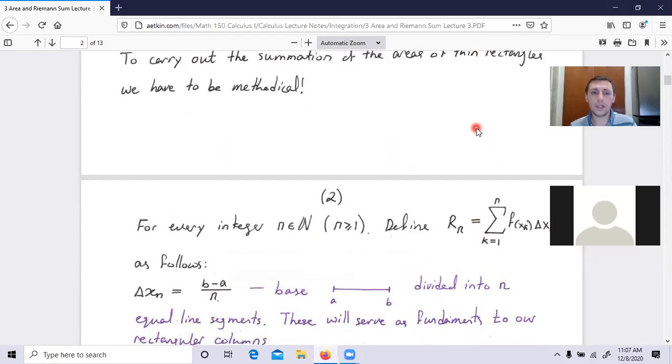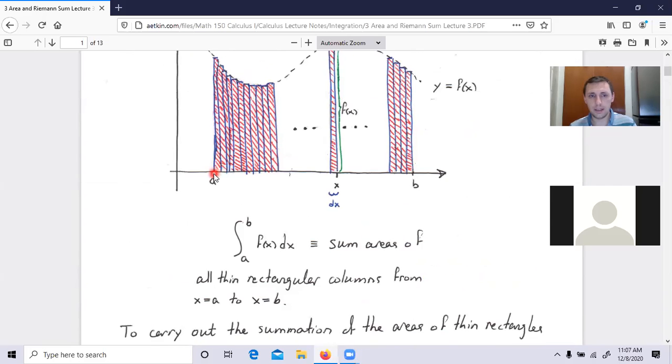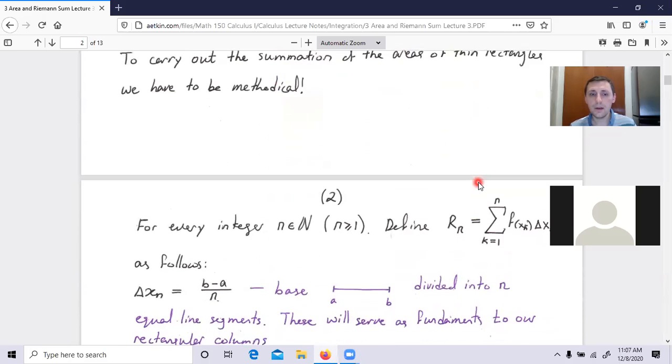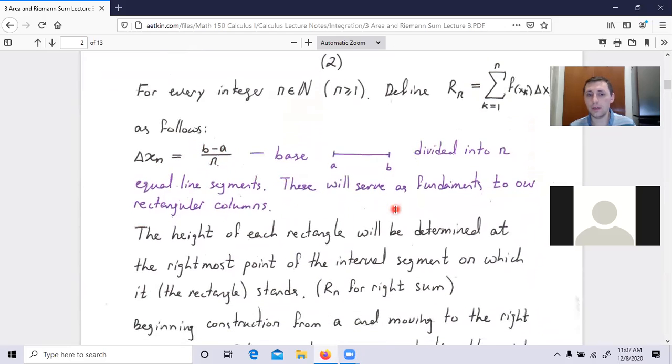So we can do that by the right-hand rule. So R sub n, what we do is we divide the interval from a to b into n parts and erect the height of the rectangle at the rightmost edge of the interval. Good? So that is done as follows. If I divide the interval into n parts, I have a delta x sub n, and that would be b minus a over n. Okay, and that just means a to b divided into n parts.